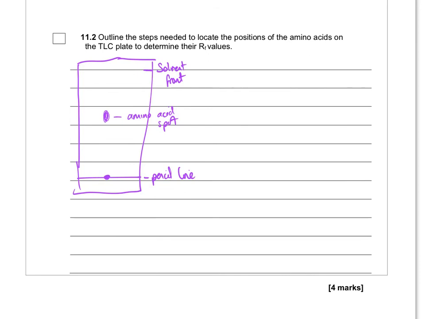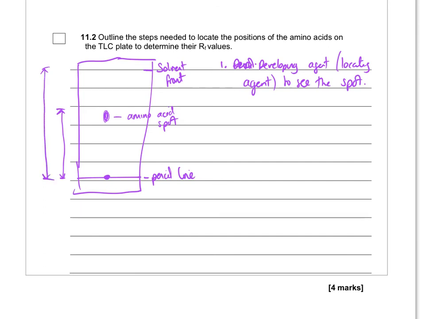So the first thing you're going to need to do is to develop it in such a way you can see the spots. When we did this, we sprayed it with ninhydrin, so you need a developing agent, sometimes called a locating agent, to see the spot. Okay, you then need to measure this value here, and you need to measure this value here. And I'm going to label these.